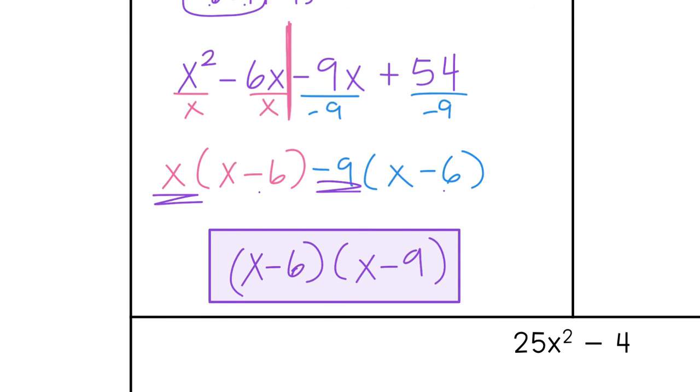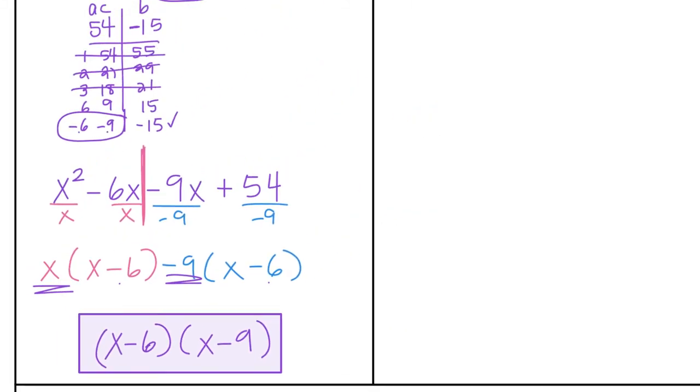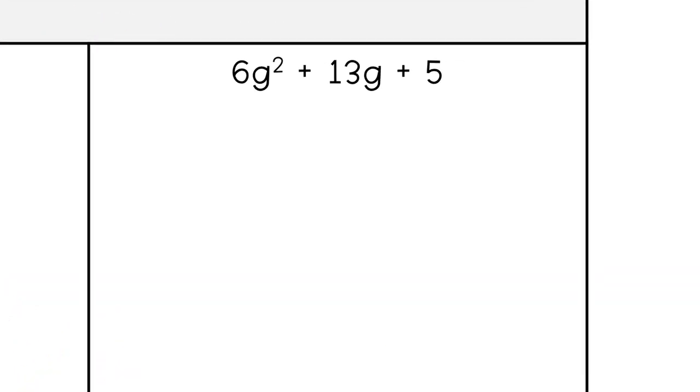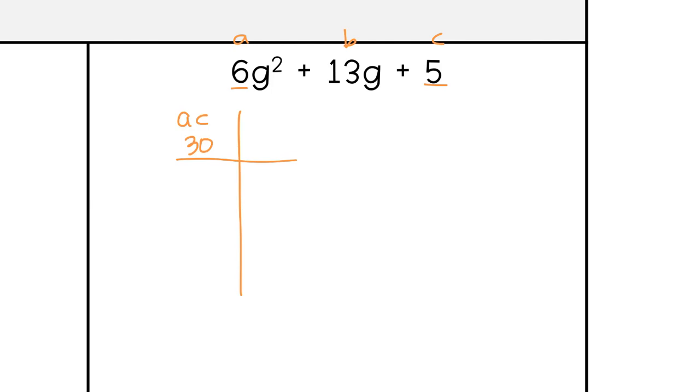Okay, let's try another one. So now I have 6g² plus 13g plus 5. We're going to start off by multiplying a times c. So for us, 6 times 5. Remember, a, b, c. So that gives us 30. So what are the factors of 30?